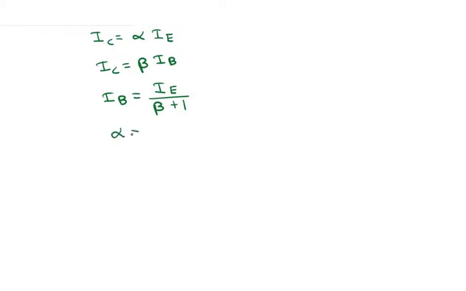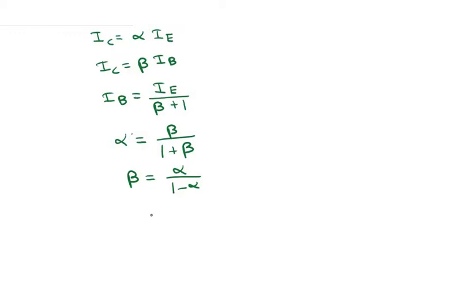Alpha equals beta divided by 1 plus beta, and again this equation can be written in another way, just as we discussed, that beta is equal to alpha divided by 1 minus alpha.